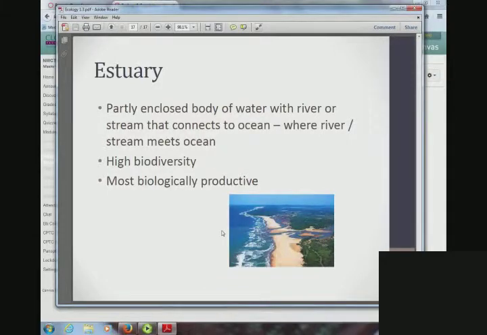And the estuary is a partly enclosed body of water with a river or stream that's going to connect to the ocean. So here you have rivers and streams that meet the ocean. These are very high in biodiversity, and these are the most biologically productive areas.